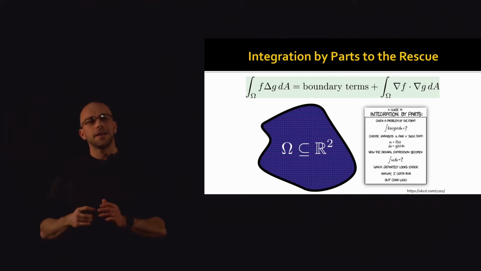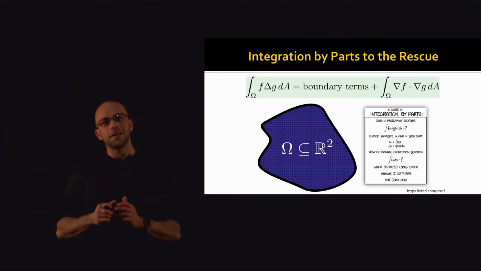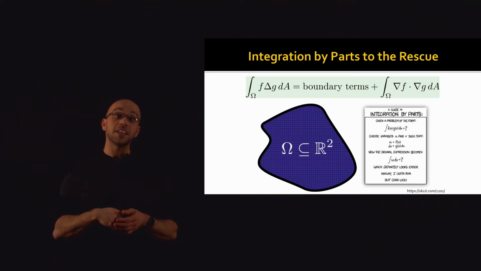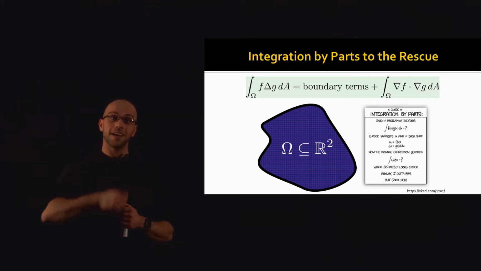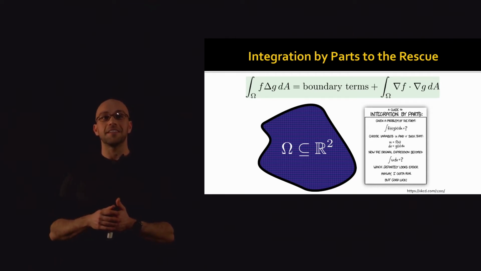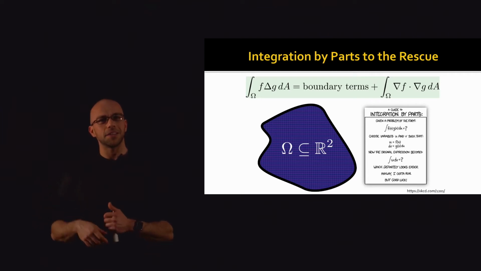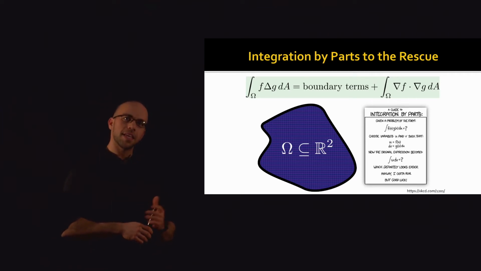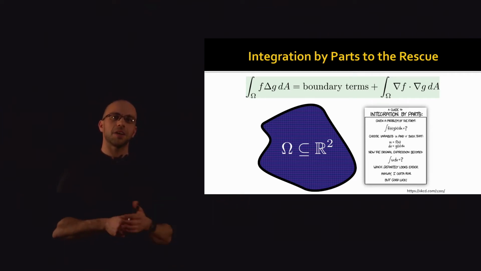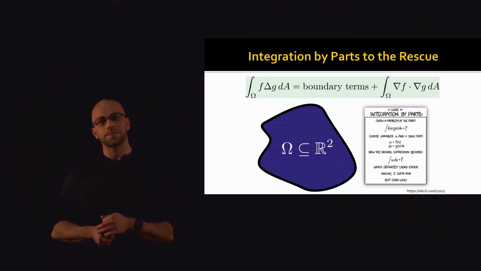If I have the Laplacian of a function g, and I integrate that against another function f, that's what's on the left-hand side here. That's equal to some boundary integral, and I'm going to be quite sloppy about that today, plus the integral of the gradient of f dot product the gradient of g. Now, for today's lecture, I'm mostly going to ignore these boundary terms.